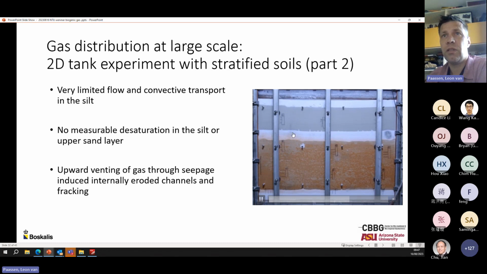But we measured the degree of saturation in both the upper sand layer and the silt, and both show hardly any change in degree of saturation, which indicates that the gas which seeps through the silt is actually very tiny gas streams or tiny gas bubbles, which then easily migrate up through the sand and do not get trapped or desaturate the upper silt layer, which hasn't received any substrates.